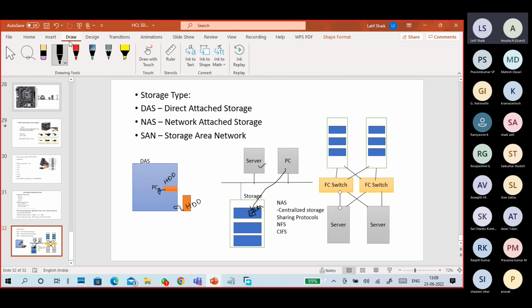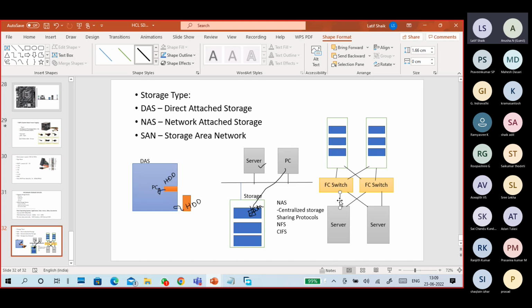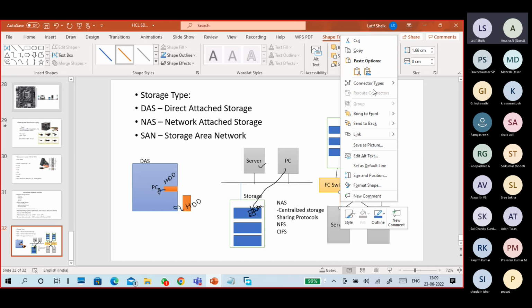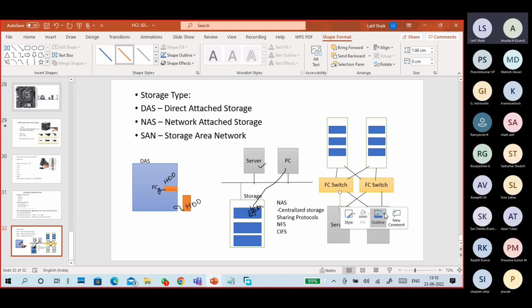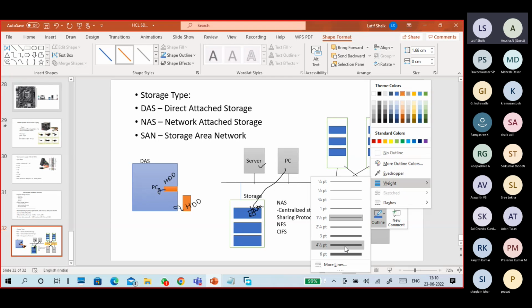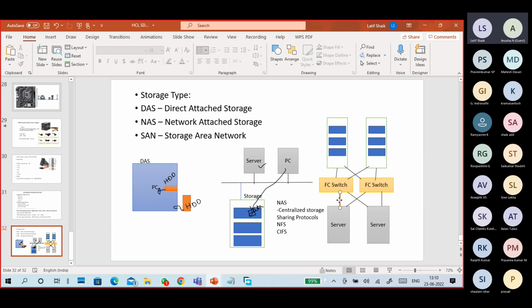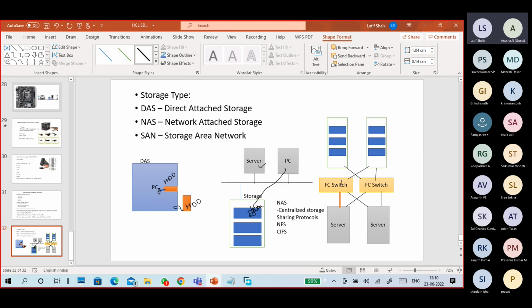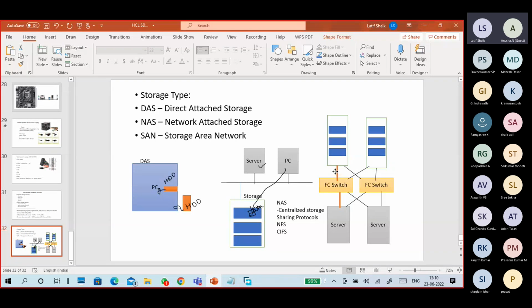Why is the color not working here? And I want more thickness. Connection type, elbow, curve, size and position, format and shape. Default lines, link, connection type, style, the highest thickness, line weight. Very good. Copy, get this and paste it here. This is better. Anyway, that is the color of fiber optical cables.